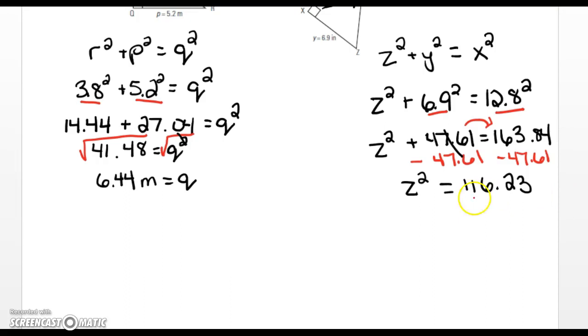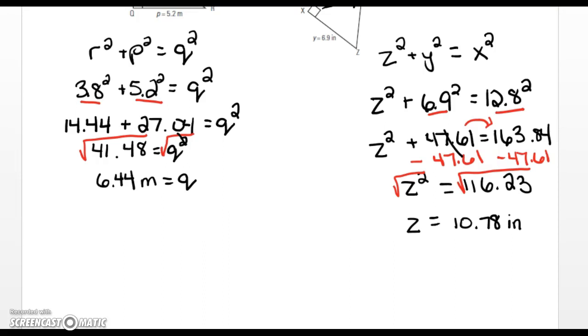Same idea once again. Now we have z squared, so we want just z, so we're going to square root each side. And so we'll find that z is equal to 10.78, and our units here are inches. So that is example number 1 from your notes there.